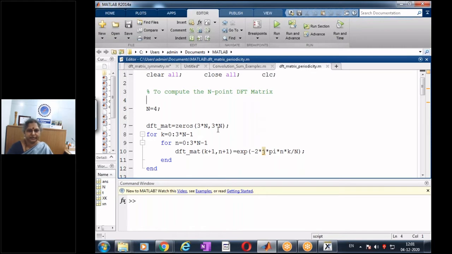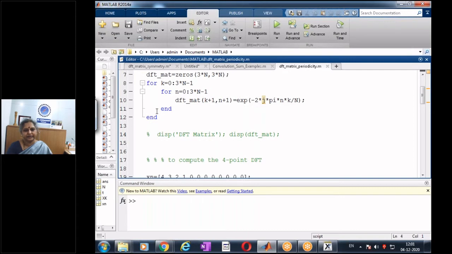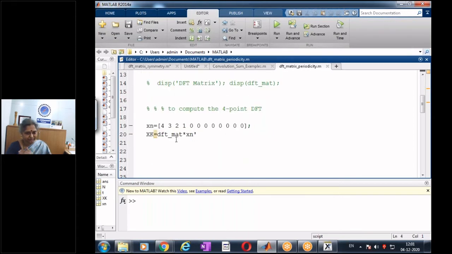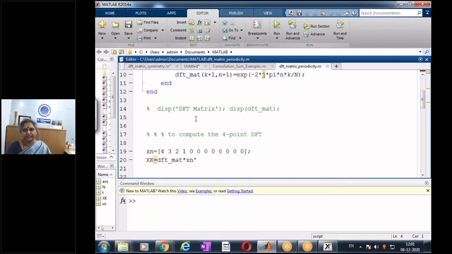Here I have a program wherein I am considering a 4-point DFT, and I'm computing the DFT matrix for not just N cross N, but for 3N cross 3N. But in my whole expression, e power minus j 2 pi nk by N remains as 4. So I'm computing the DFT matrix for 4, but I'm actually taking a large size DFT matrix. And then, for compatibility in matrix multiplication, I append suitable zeros. So I'm taking a length of 4, but I'm actually converting it to a length of 12. And I try to compute the DFT. So let's see the result.